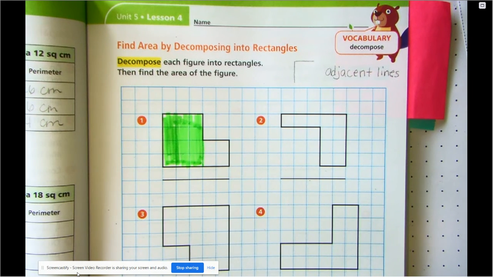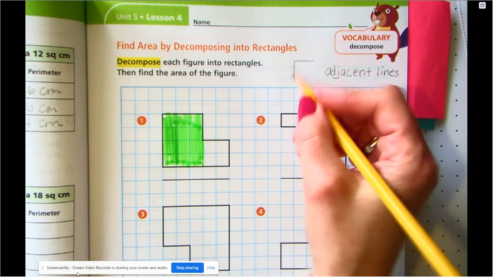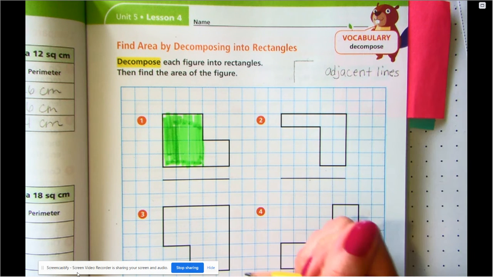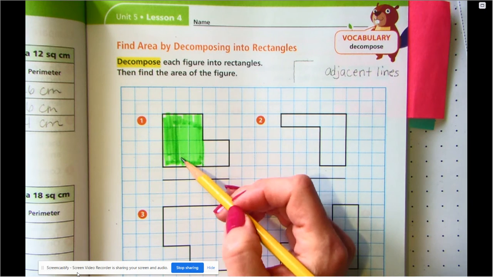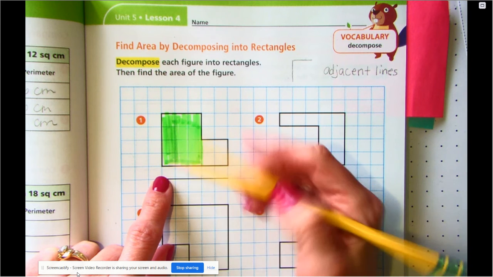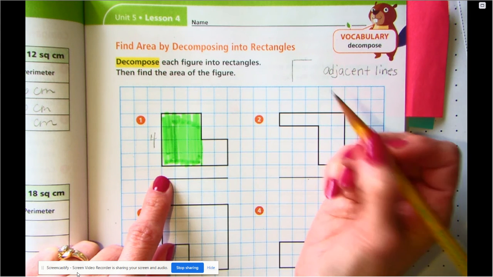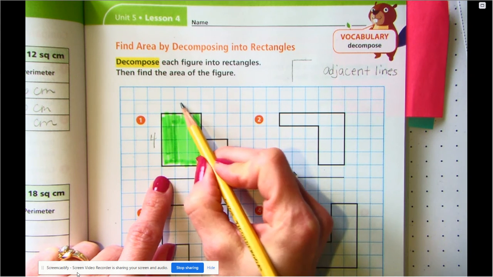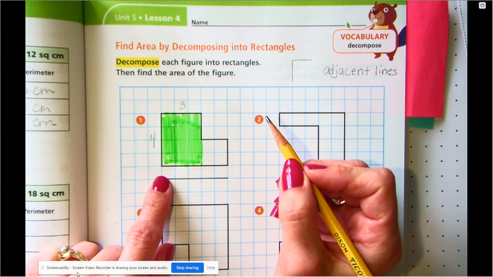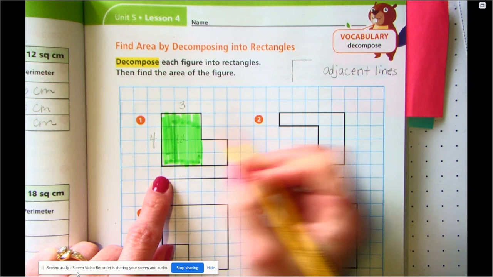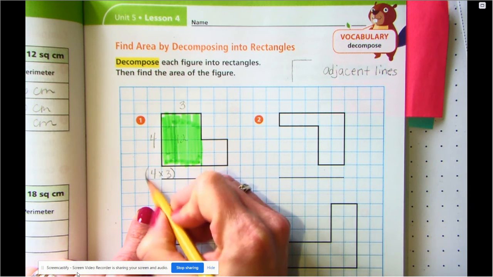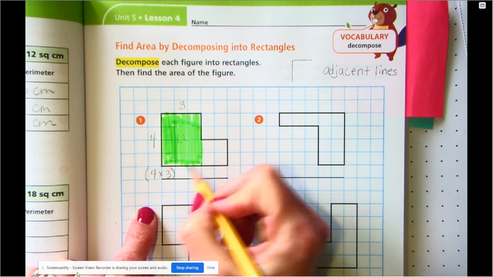Okay, so when we find the area, right, we're going to multiply those two side lengths, right? So we're going to think, okay, here's my green rectangle. One side length, I see 1, 2, 3, 4 squares, and the other side length is 3. Okay, so 4 times 3, you're right, it's 12. So I'm going to write that down here. 4 times 3, right? And that equals 12.